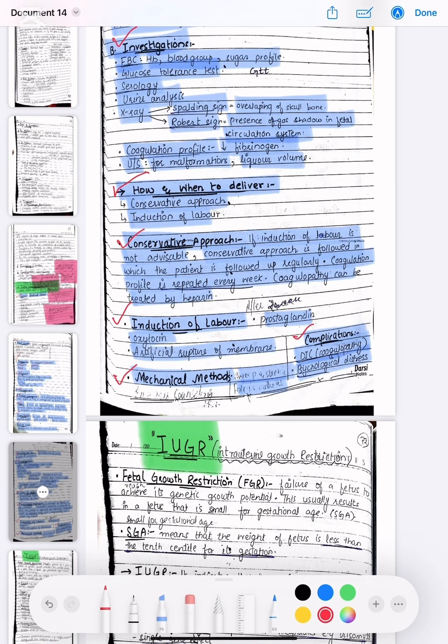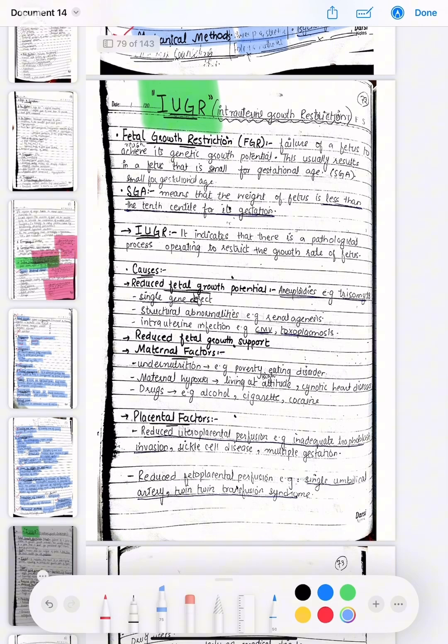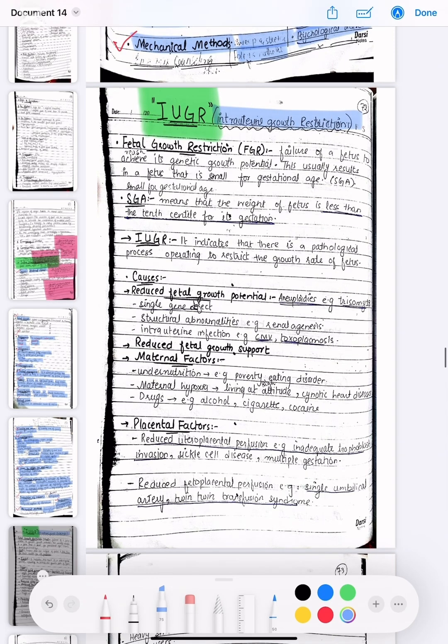Now coming towards the intrauterine growth restriction. So we have fetal growth restriction. Intrauterine growth restriction is fetal growth restriction, and it is the failure of a fetus to achieve its genetic growth potential. This usually results in a fetus that is small for gestational age. It is for the fetus who is small for gestational age.